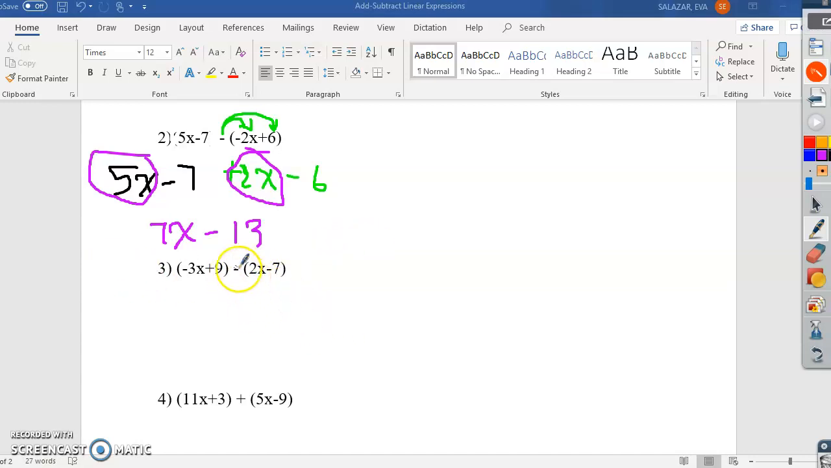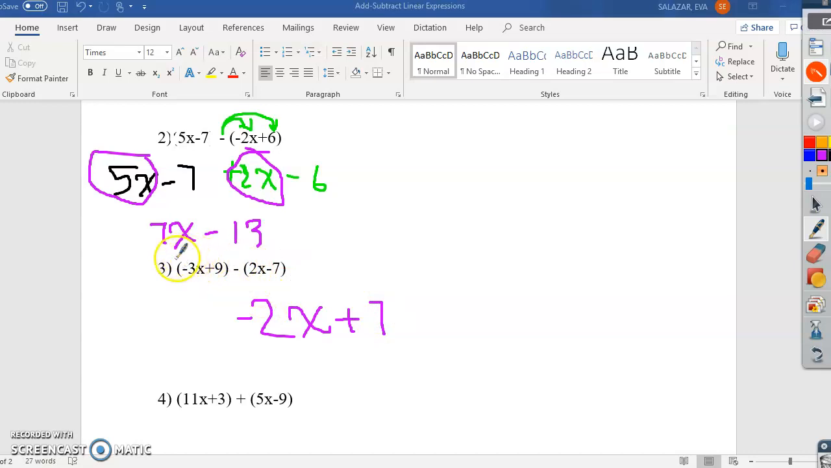Next one also changes, so I'm going to distribute that negative to the 2x. Negative times 2x is negative 2x. And negative times a negative is actually a positive 7. So notice how every time you have minus, you're subtracting, it changes everything. It becomes the opposite. So my positive 2x became my negative 2x, and my negative 7 became a positive 7, because that's what happens when you multiply a negative integer.